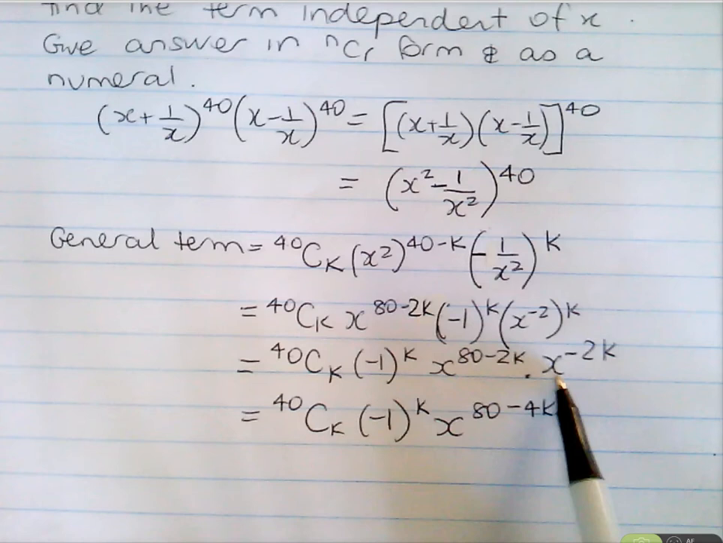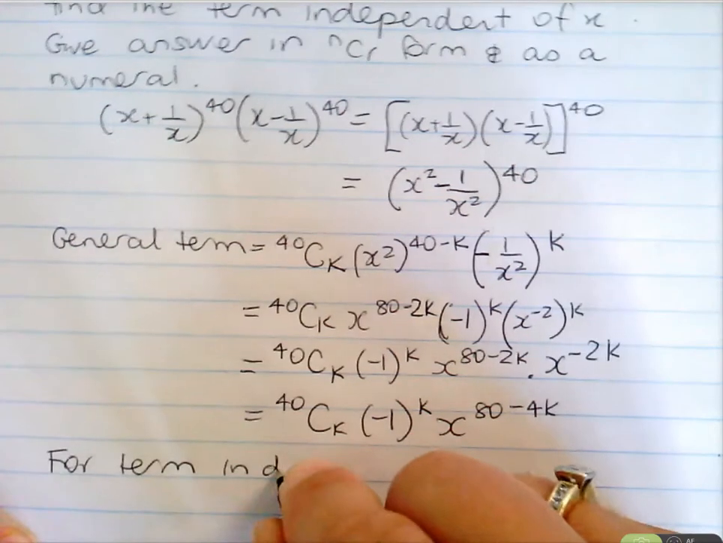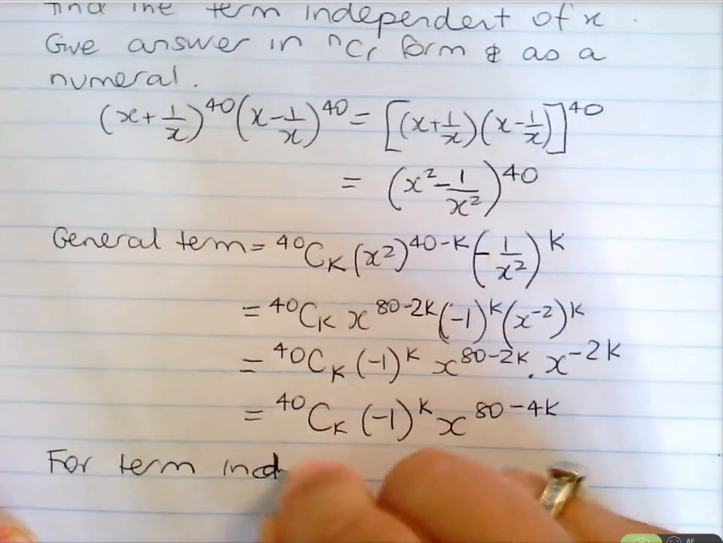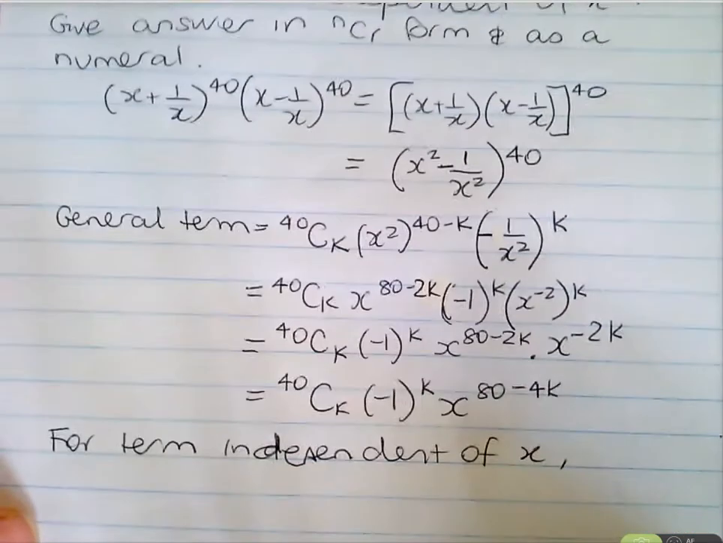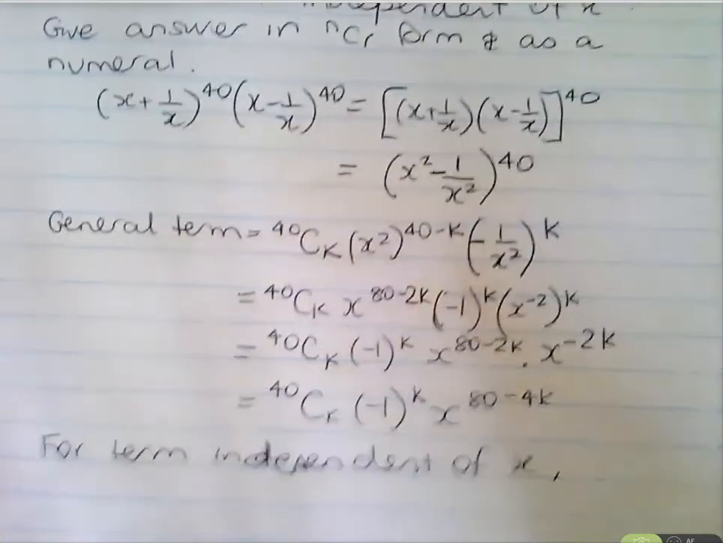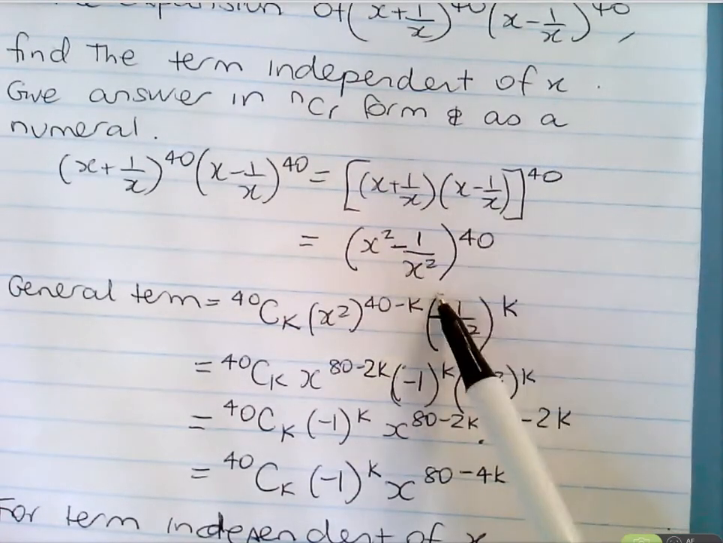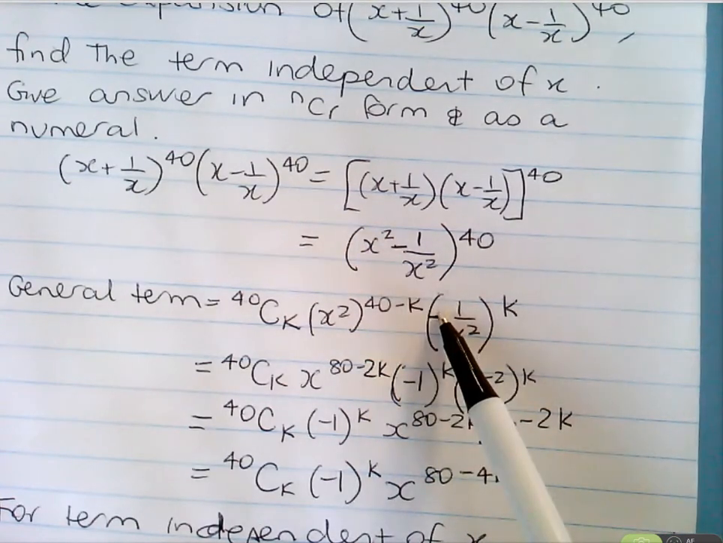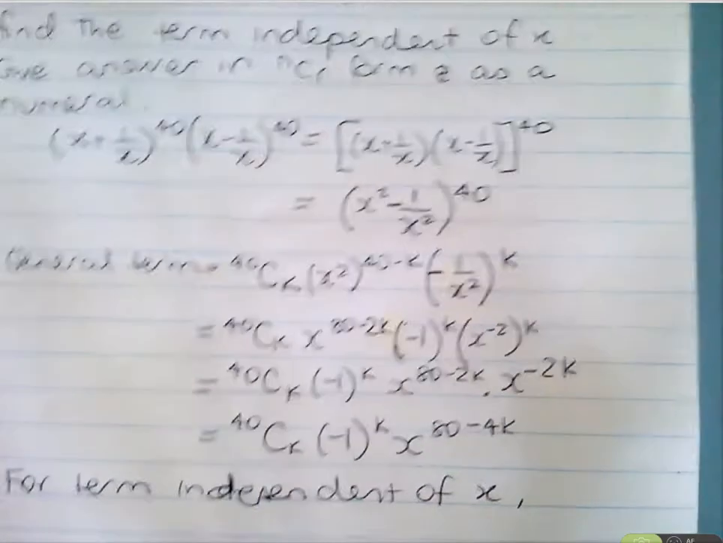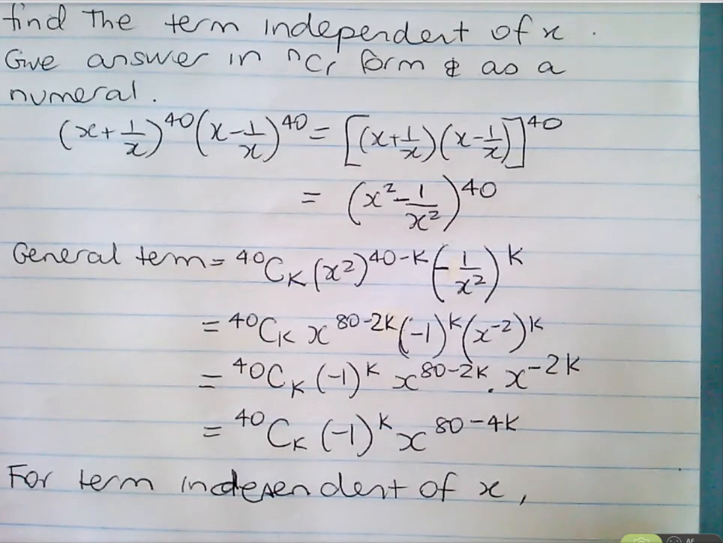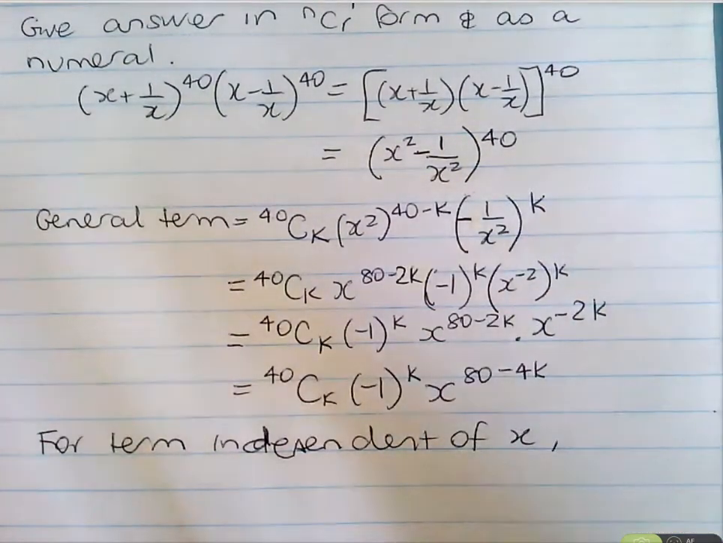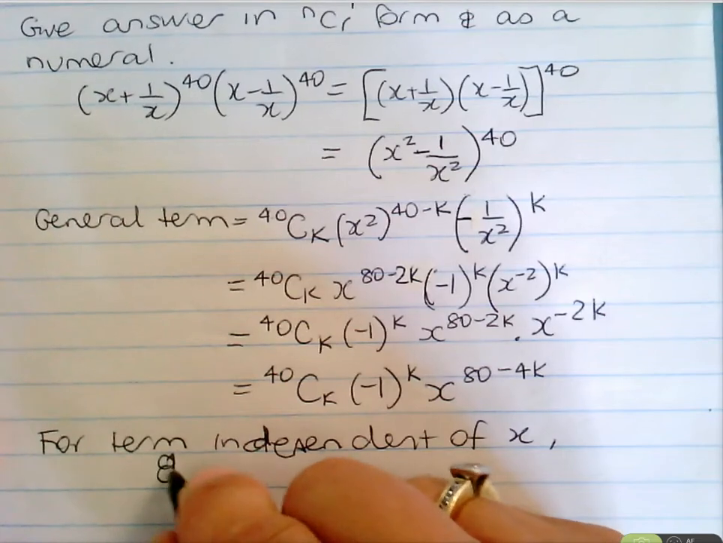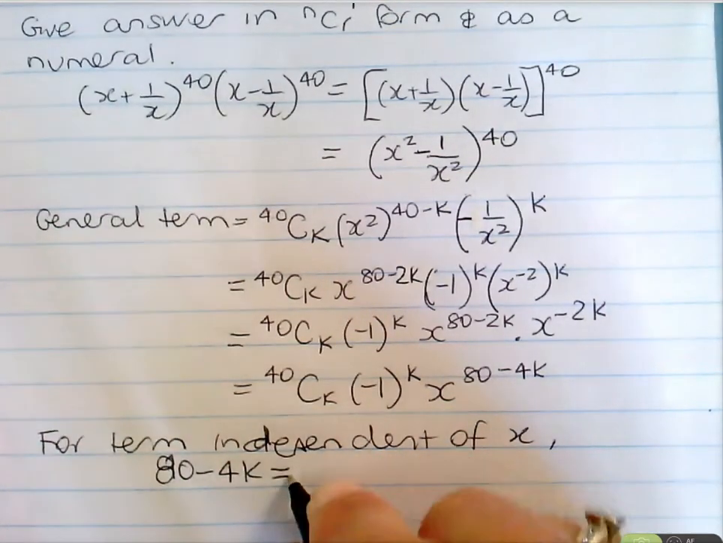Now for the term independent of x, in other words, the constant term, girls, the constant term's not always on the end, not when you've got an x squared minus 1 on x squared. It's when the x squareds cancel out with these x squareds. That's the term independent in x. It'll be halfway through the expansion. Alright, now, we'd never be asked to expand something this big. So for term independent in x, 80 minus 4k will equal 0.